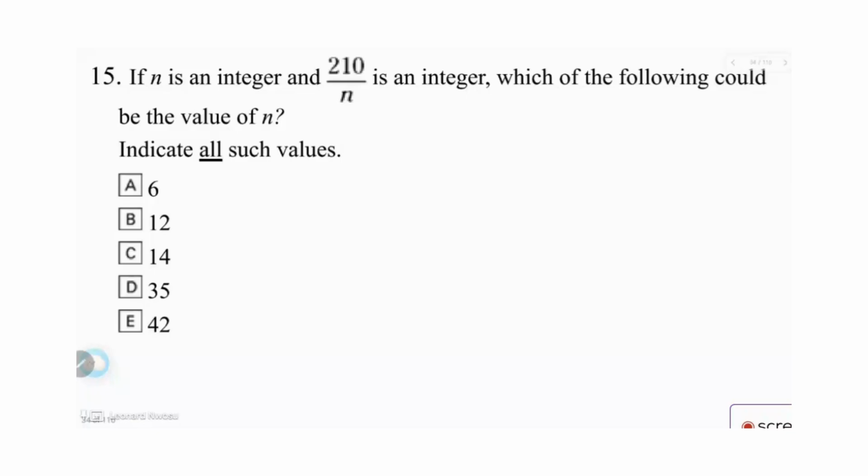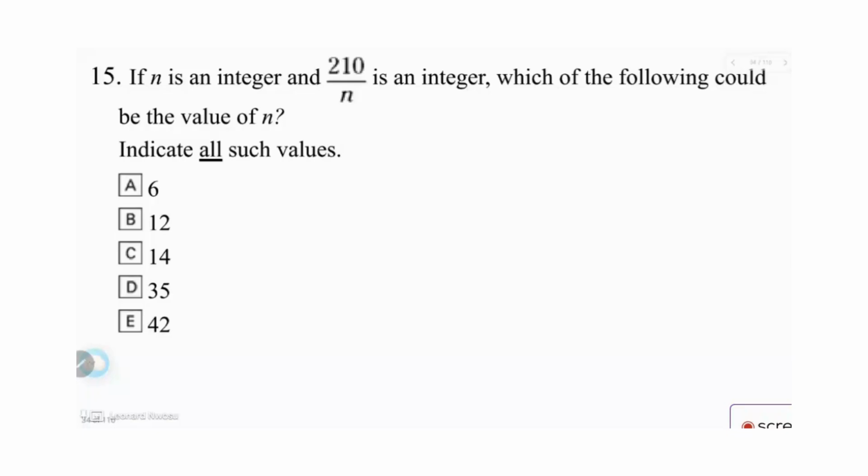The divisibility rule for 6, which states that a number is divisible by 6 if the number is even and is also divisible by 3. And then what is the divisibility rule for 3? That the number is divisible by 3 if the sum of its digits is divisible by 3. 2 plus 1 plus 0 is 3, and 3 is also divisible by 3. So 6 works. How about 12, how about 14?